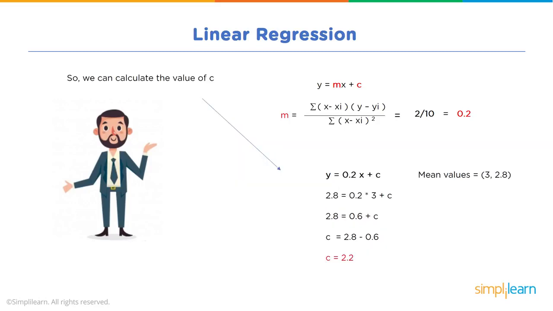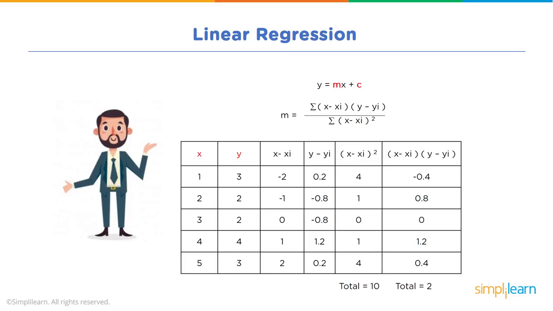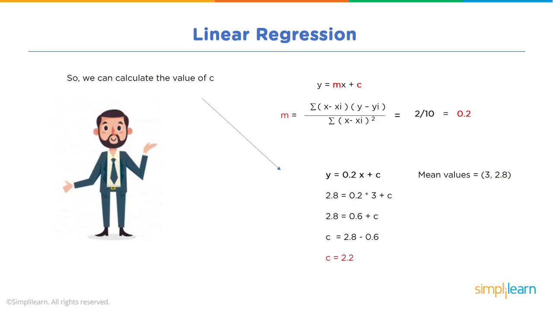Now we can calculate the value of c. The next step is to find where the line crosses the y-axis. If you remember, I mentioned earlier that the linear regression line has to pass through the mean point we showed earlier. Flipping back to that graph, you can see our mean point, where x equals 3 and y equals 2.8. Since we know that, we can plug it into our formula, y equals 0.2x plus c. So 2.8 equals 0.2 times 3 plus c, and solving for c, we know that our coefficient equals 2.2.